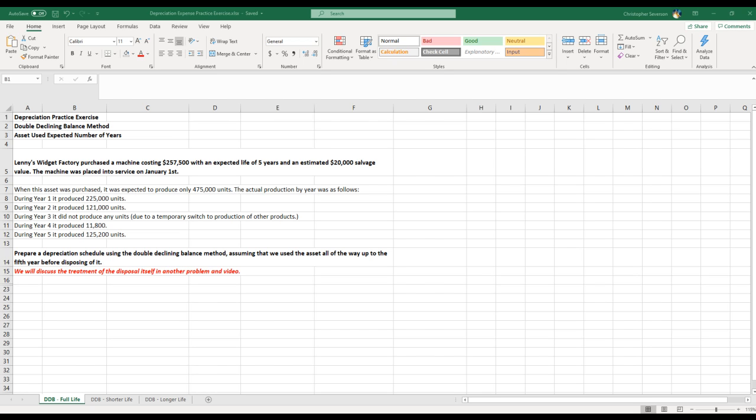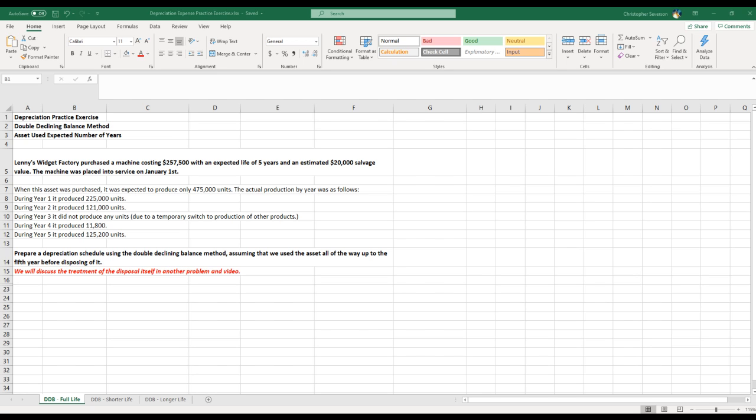So if we take a look at this scenario, it says Lenny's Widget Factory purchased a machine costing $257,500 with an expected life of 5 years and an estimated $20,000 salvage value. The machine was placed into service on January 1st, so the beginning of the year. When this asset was purchased, it was expected to produce only 475,000 units, and the actual production by year was as follows. And then of course we go into the detail about the years.